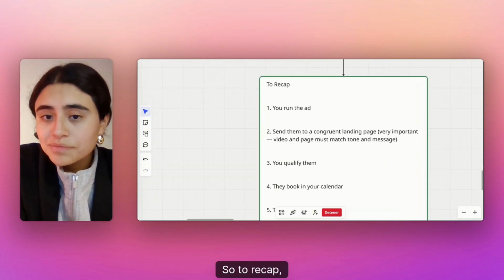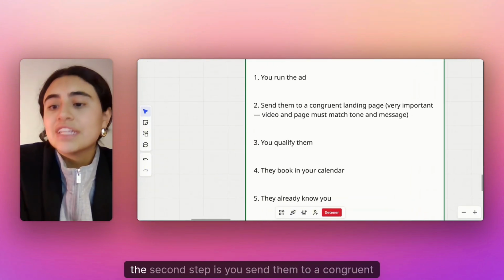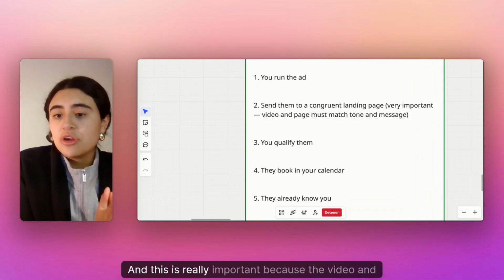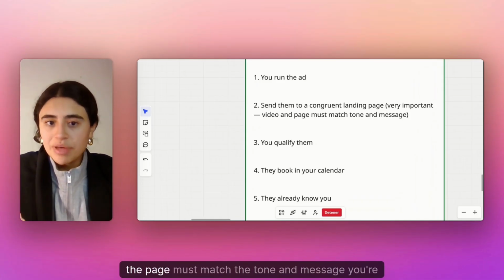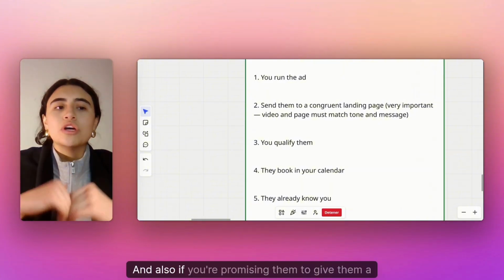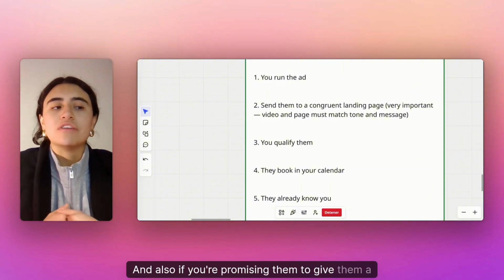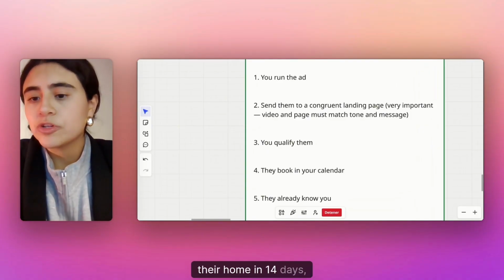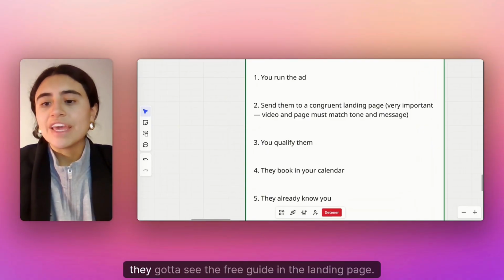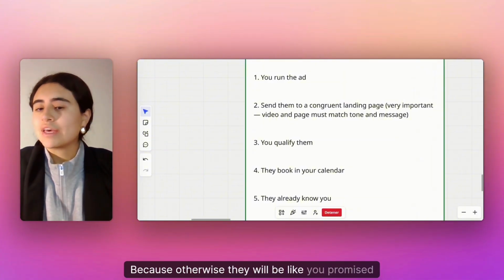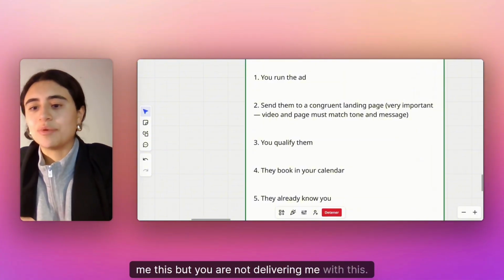So to recap, you run the ad. The 2nd step is you send them to a congruent landing page. And this is really important because the video and the page must match the tone and message you're crafting. And also, if you're promising them a lead magnet about a free guide of how to sell their home in 14 days, for example, they gotta see the free guide in the landing page, because otherwise it will be like, you promised me this, but you are not delivering me this.